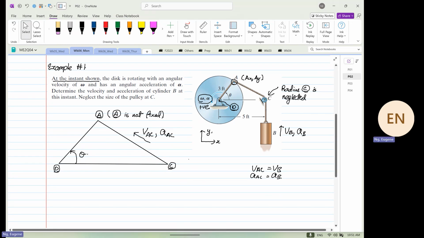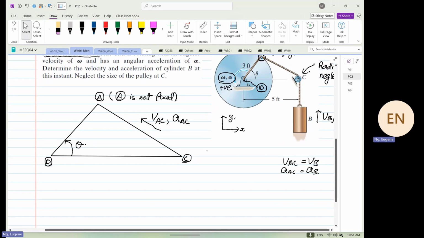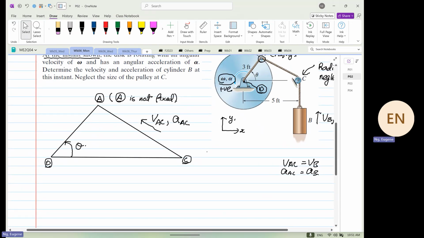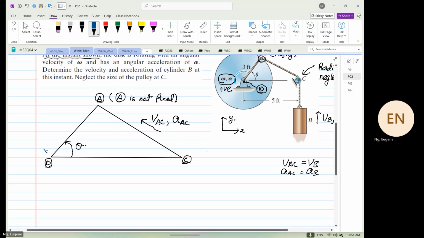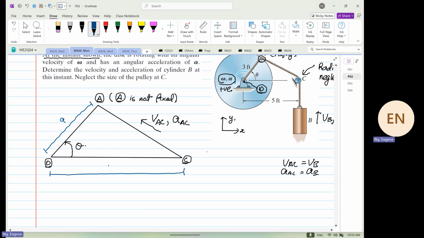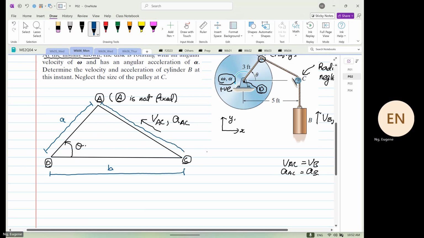So we are going to use, I think it's called the cosine rule, right? We have this expression, okay? So what I'm going to write down here is, if this is our A, the distance from here to here we label as A, and the distance from here to here we label as B, and the distance from here to here we label as S, or we call it a variable S.